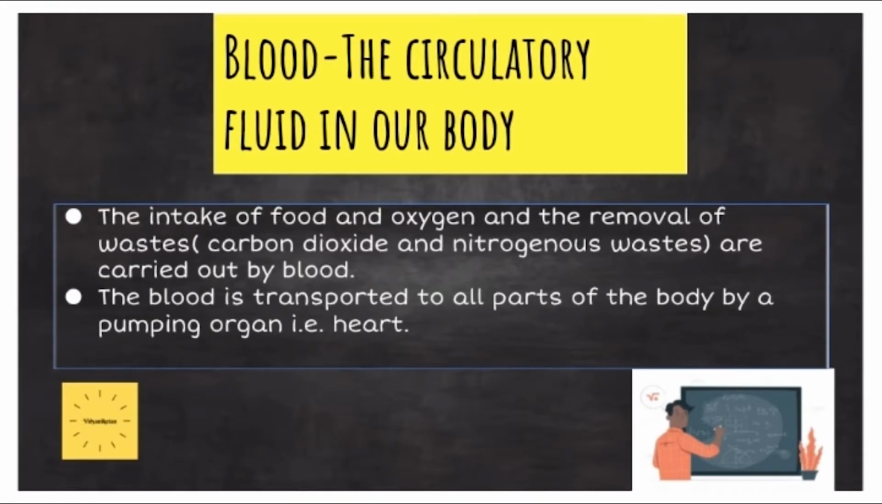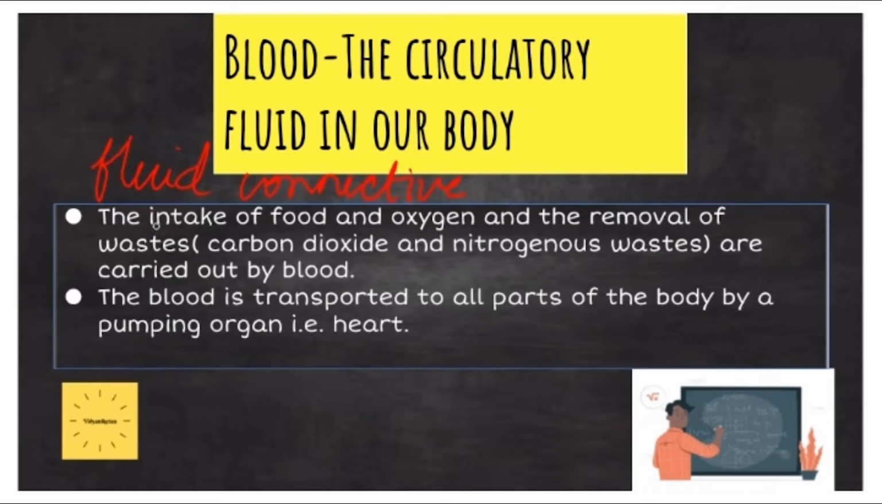We are starting off with the first chapter, blood, the circulatory fluid in our body. In this video, we are going to study about the composition and functions of blood. The first thing to note about blood is that it is classified as a fluid connective tissue, since the blood cells remain suspended in the liquid plasma.